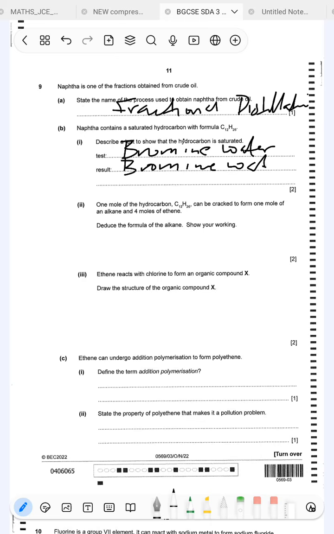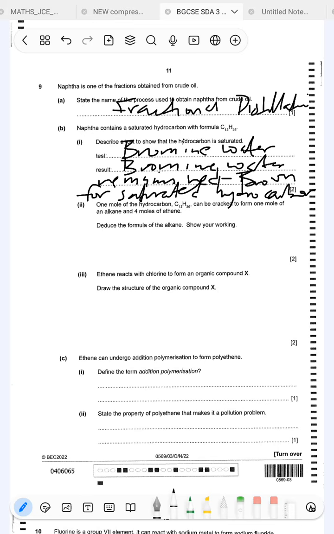So bromine water remains the same, so it doesn't change because there is no chemical reaction that's going to take place. Remains red brown. So we're just putting the color there so that the examiner can acknowledge that we know what color bromine water is, okay? Bromine water remains red brown for saturated hydrocarbons, simple as that.